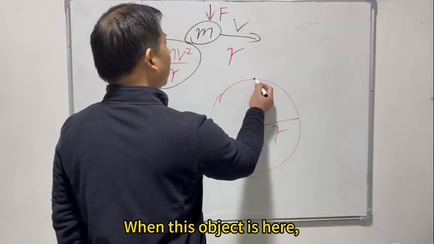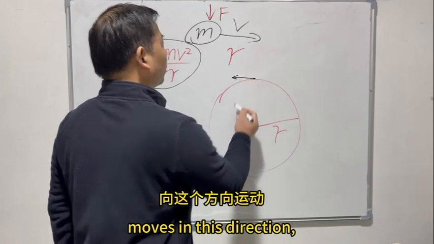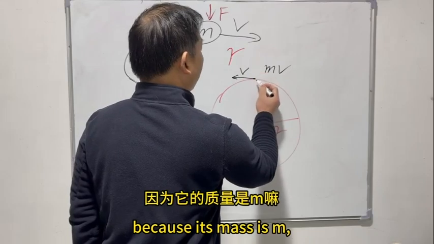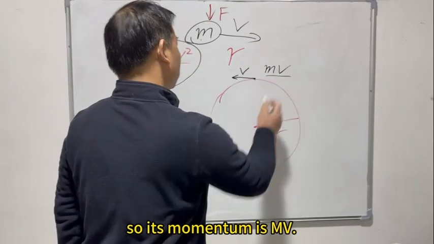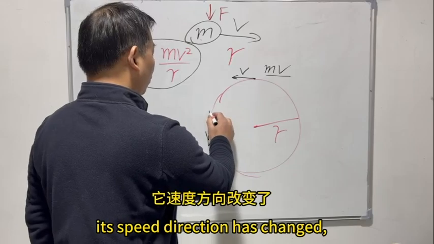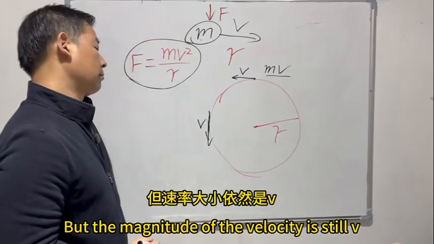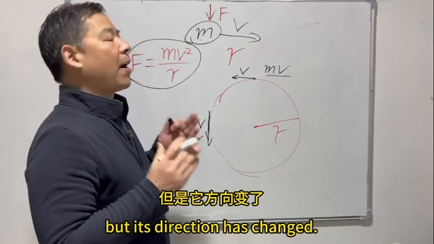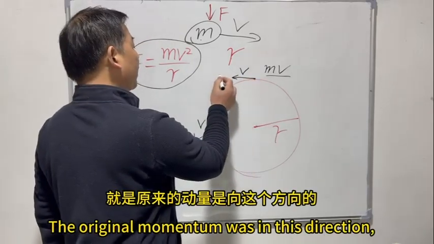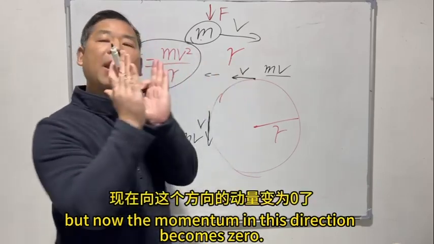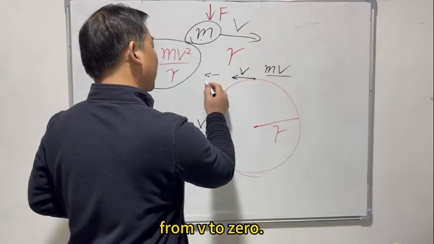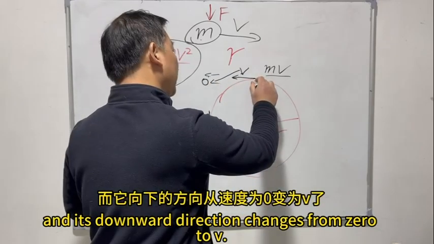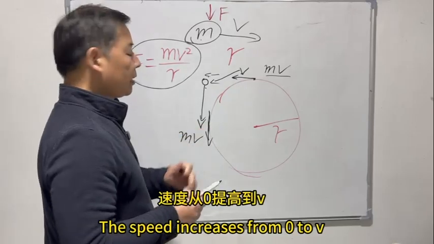Let's imagine, when this object is here, moving in this direction with a speed of v, its momentum is mv, because its mass is m. When it arrives here, its velocity direction has changed, but the magnitude of the velocity is still v. Its momentum is still mv, but its direction has changed. The original momentum was in this direction, but now the momentum in this direction becomes 0, from mv to 0. Which means the speed changes from v to 0, and in the downward direction it changes from 0 to v. The speed increases from 0 to v.